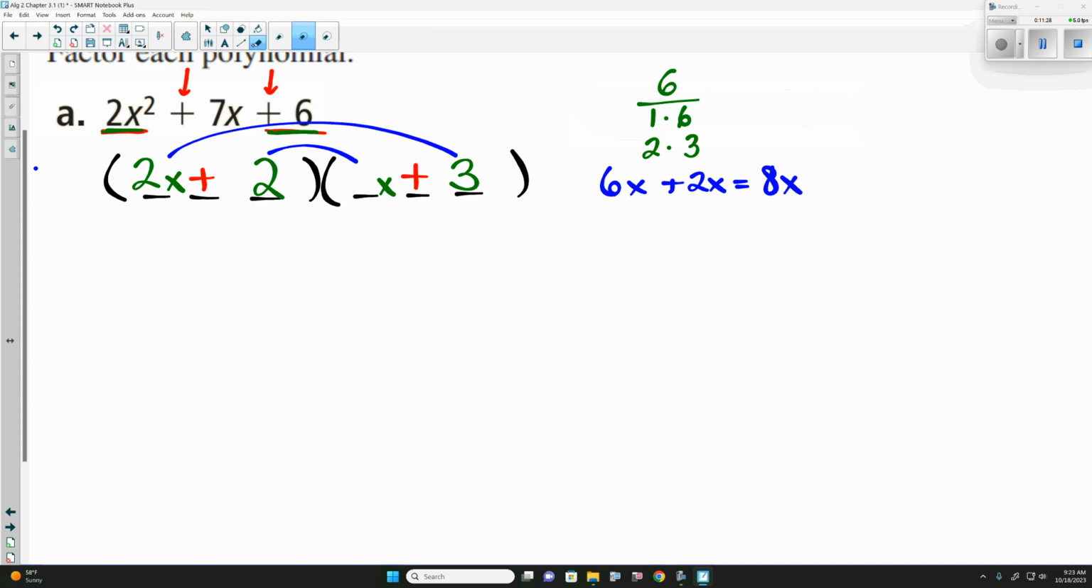And that may seem neither here nor there, but if we think about it, that means, for this problem here, one, we've already seen that the 2 can't go there. What other factor of 6 cannot go there? 6, because 6 and 2 has a greatest common factor of 2. Anything in that first set of parentheses with the 2x, the number next to it cannot have a factor of 2. 6 can't go there. 2 can't go there. So it'd have to be 1 or 3.